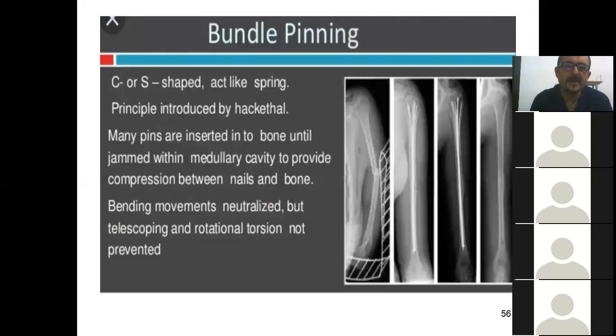Another way is called bundle pinning. This is basically C or S-shaped K-wires or nails acting like a spring. The principle was introduced by Hackethal, and many pins are inserted into the bone until jammed into the medullary cavity to provide compression between nail and the bone. So the mechanism of this is different from the three-point fixation of the elastic medullary nails.